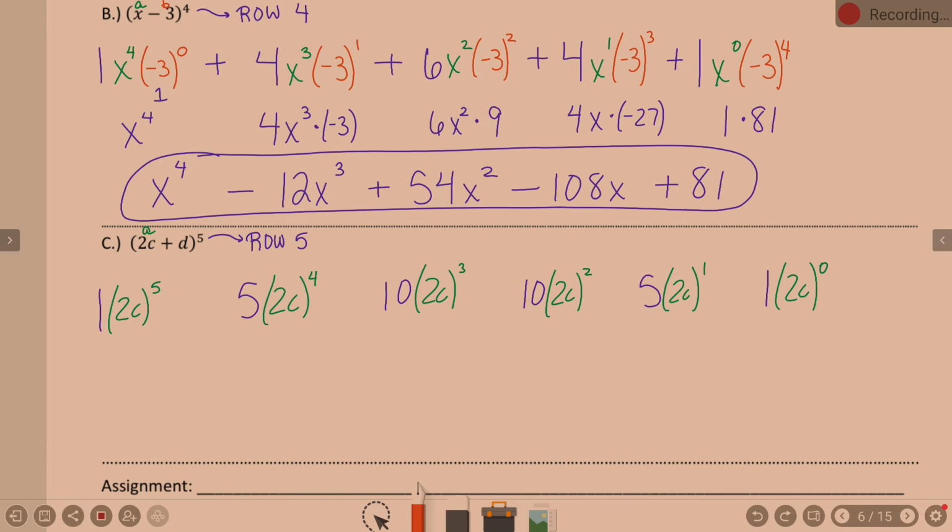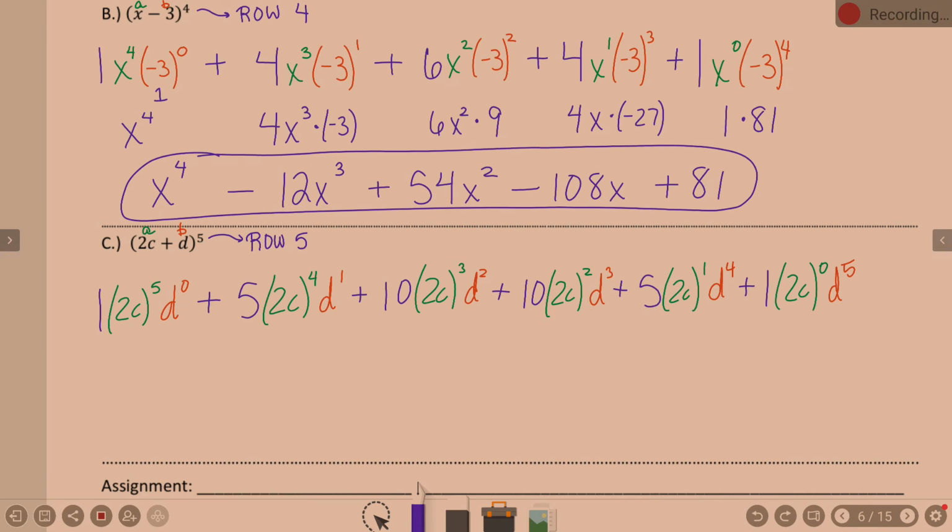And now, my b value, which in this case is d. What do we start with for d? 0. d to the 0 and go up. d to the 0, d to the first, d to the second, d to the third, d to the fourth, and d to the fifth. By default, there are plus signs in between each term. Maybe you just want to wait and put them in on your final answer.